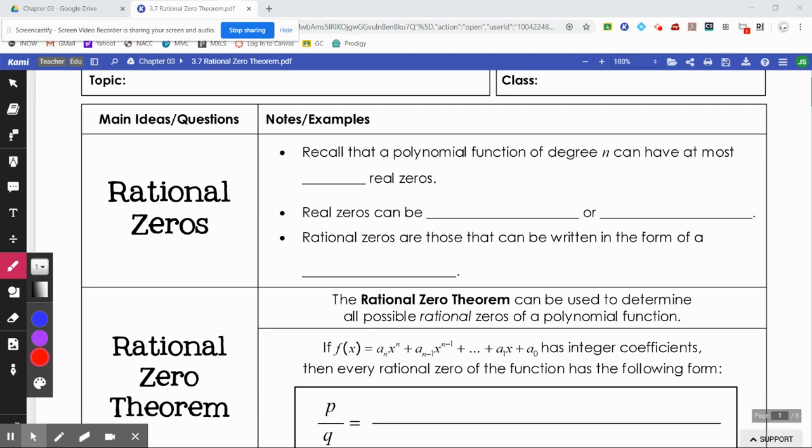First off, recall that a polynomial of degree n, like an x to the fifth would be a fifth degree and x to the sixth would be a sixth degree, can have at most n real zeros. If it's an x to the fifth, it can't have more than 5 zeros.